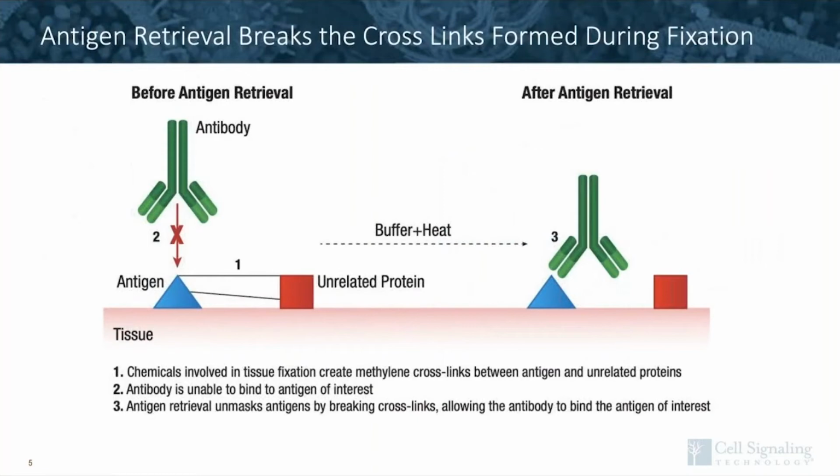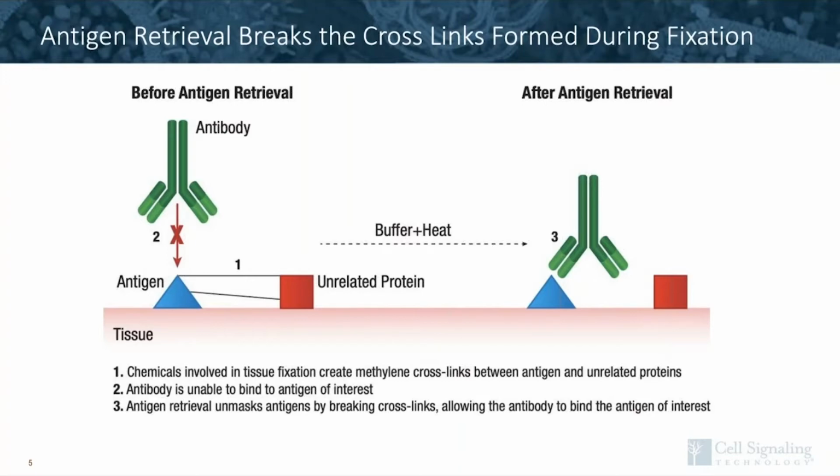It is the creation of methylene cross-linking during the fixation step that necessitates antigen retrieval. As you can see in this simple diagram, the cross-linking between blue and red proteins is blocking the epitope where the antibody is attempting to bind. Through the use of heat-mediated antigen retrieval, we can break that cross-linkage, which allows the antibody to bind to its intended target. The two most common antigen retrieval methods are heat-induced retrieval and enzyme-mediated retrieval.